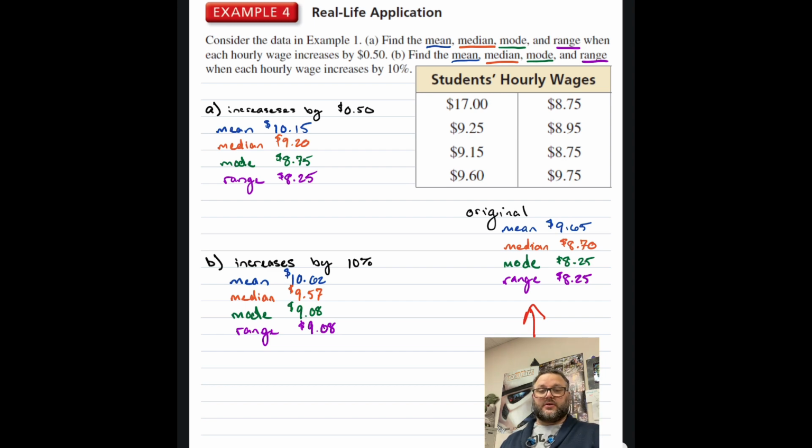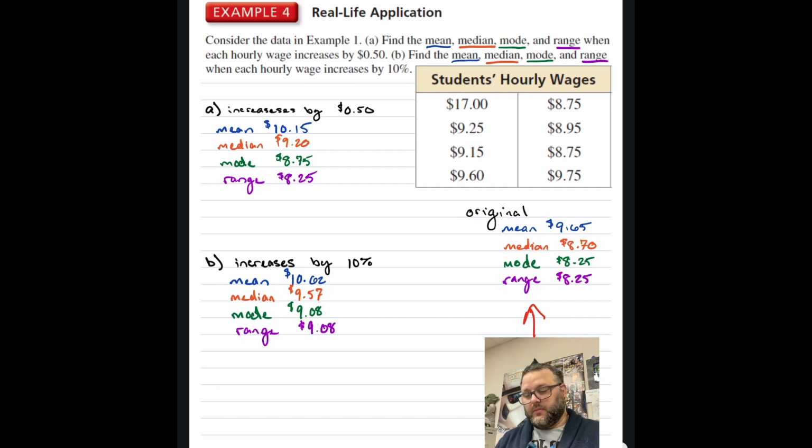So changing by a certain amount doesn't change our range. And it increases each individual category, mean, median, mode, by the same amount that we change the individual amounts. But changing by a percent will change it, because 10% of, let's say, a small number like $8.75 is a different amount. It's the same percent amount, but a different dollar amount than a 10% change of $17. You'll actually have more of a change on the $17.